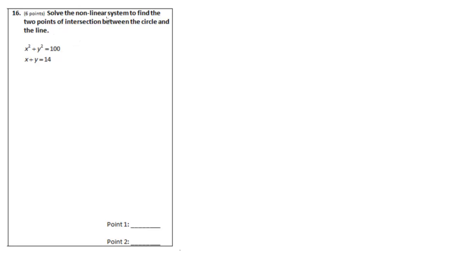This is solving a nonlinear system, and we want to find the 2 points of intersection between the circle and a line. I'm going to try to draw a little sketch of what's going on. Let's just say this is 5 and this is 10. The circle has a radius of 10. That's r squared, so r is equal to 10. And the center is at 0, 0.